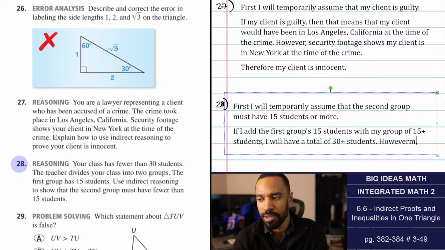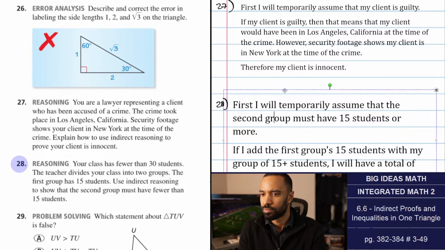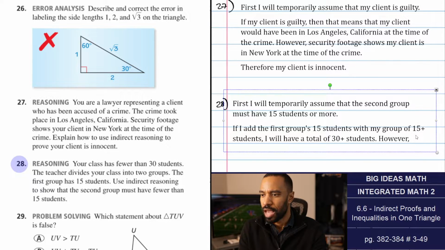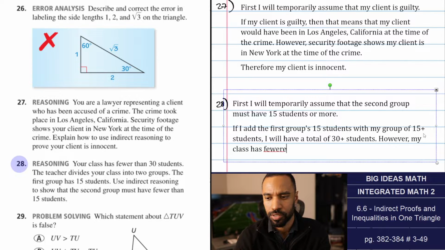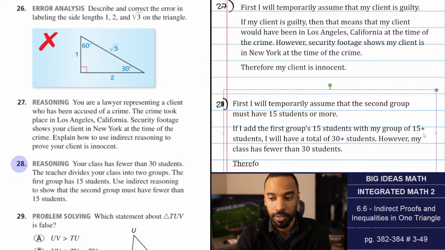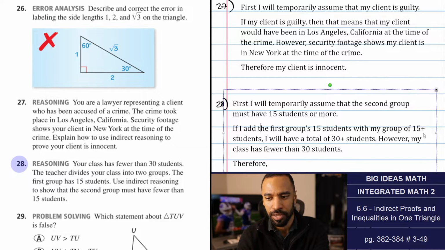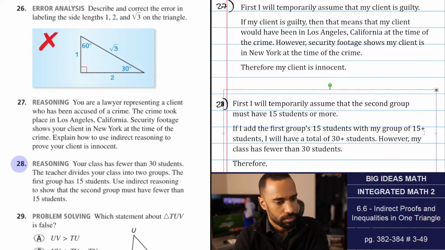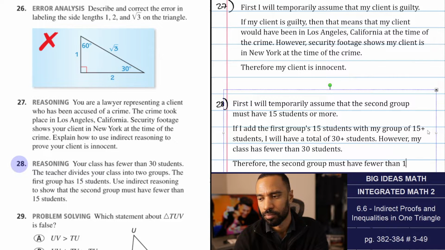my class, I thought my spacing used to be kind of normal. I don't know why this is. Here we go. No, I don't know. That's okay. However, my class has fewer than 30 students, which contradicts the statement. Therefore, I think I have to hit enter to do this. So that's okay. Therefore, the second group must have fewer than 15 students.